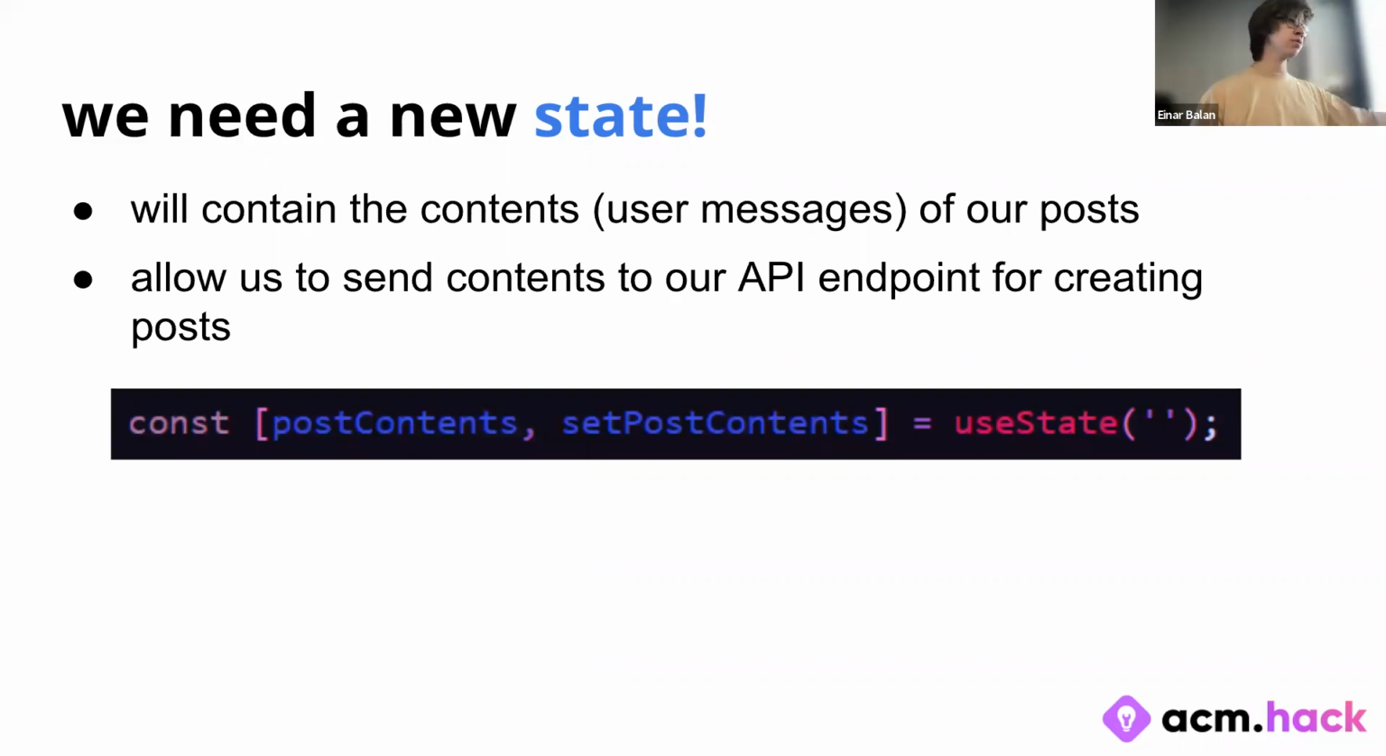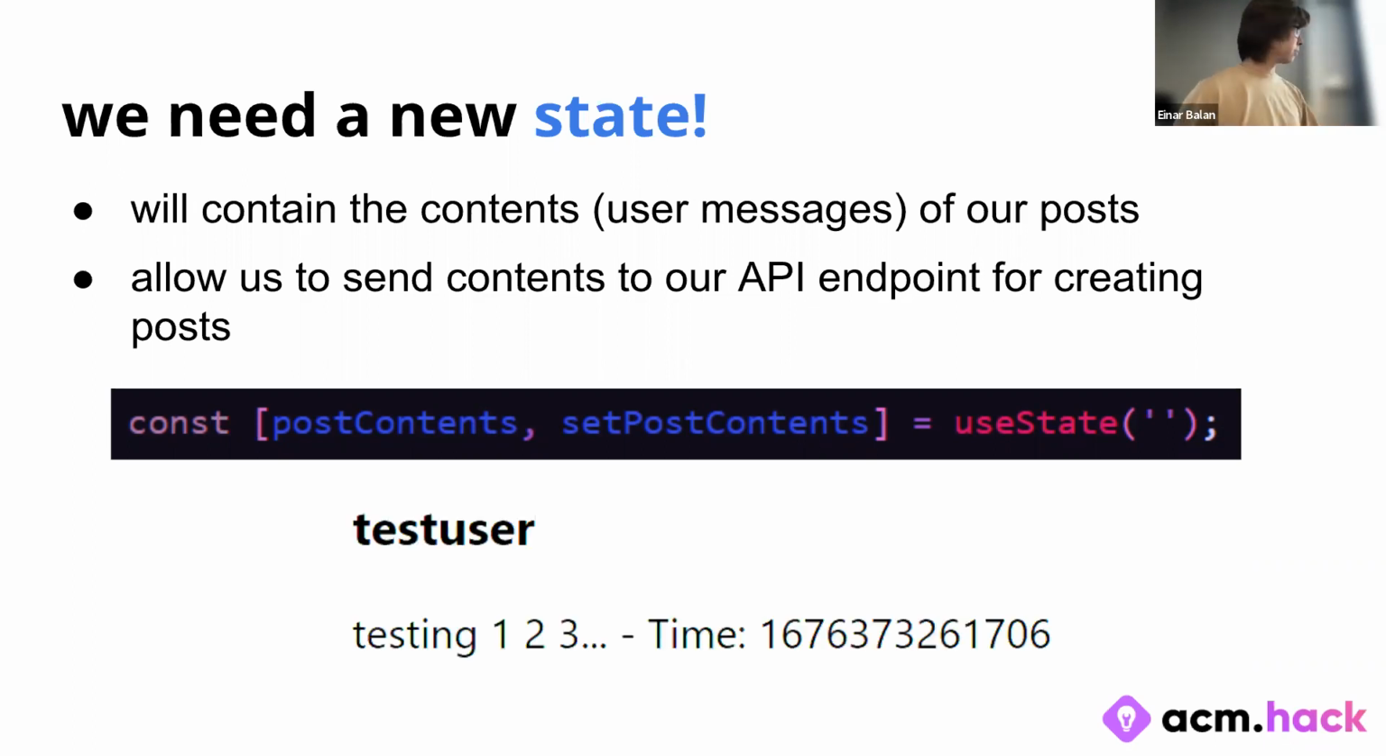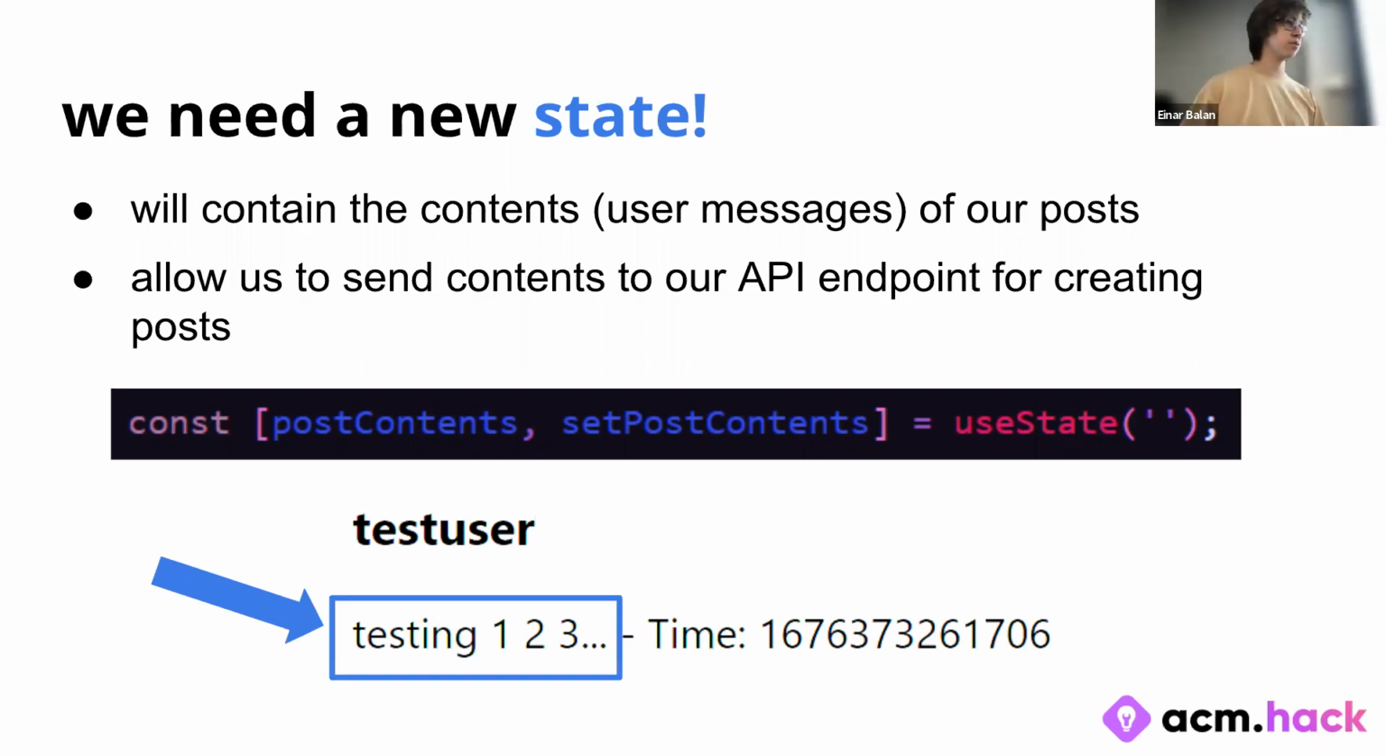And this is what our useState will look like. This state will be an empty string at first, and useState really is just a function. It returns an array of 2 elements. The first is just our state, and then a setter for our state. And again, this is what one of our posts looks like, and this is what we want our state to cover, this message.